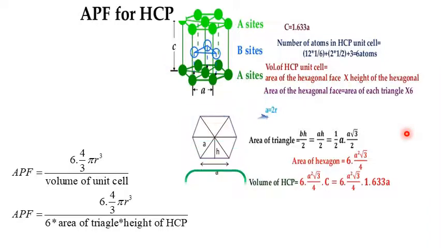So how to find the area of a triangle? You can see it here. The area of a triangle is equal to half into B into H, that is base into height. The base is a, so we have written it here as A. H is the height, and we need to find that one.